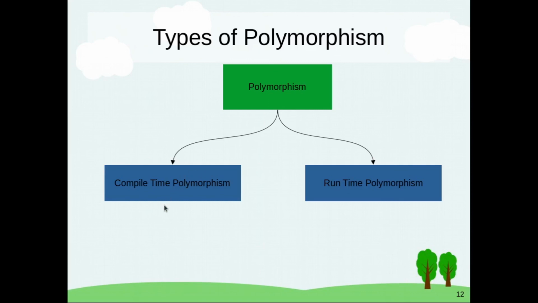Compile-time polymorphism is polymorphism in which the compiler decides at compile time which method will be executed by this interface. In runtime polymorphism, the exact method to be executed is decided at runtime, not at compile time.